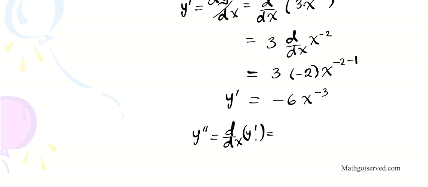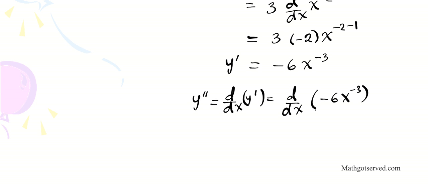All right, so d dx of y prime. So basically, I'm going to be taking d dx of this whole business right here, negative 6 times x to the negative 3. All right, so how do I apply the constant multiple rule here again? Remember, the constant multiple rule tells you that if you multiply a constant by a function, as it is here, you can factor out the constant and then focus on differentiating the function. All right, so I'm going to factor out the constant, negative 6 times d dx, the derivative of the function x to the negative 3.